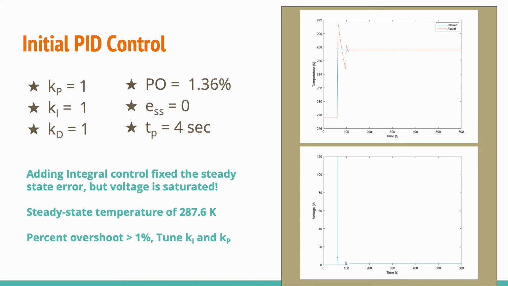Here we implemented the PID controller. We started with initial gains of 1 to understand the system behavior on a surface level and understand how they should change from this baseline. The steady state error is corrected to 0 and the time to peak meets the design criteria. However, the percent overshoot is too high. Also, the voltage response shows that the system is saturated at 120 volts, which is not ideal. These issues directed us to tune both the integral gain and the proportional gain and follow the gain equations derived earlier in this presentation.